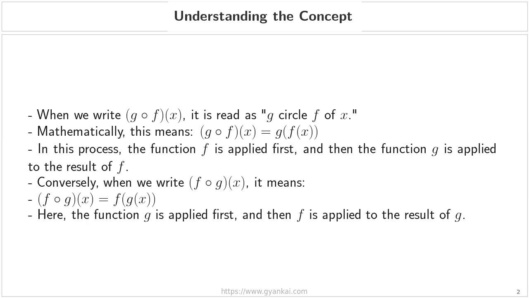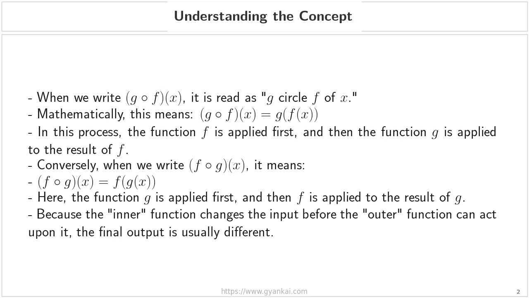Conversely, if we reverse the order and write f circle g of x, it means f of g of x. In this scenario, the sequence is flipped. The function g is applied first, and then the function f is applied to the result of g. The reason this is so important is that the inner function changes the input before the outer function can act upon it. Because the second function is processing a different value than the first one did, the final output is usually different. To help you visualize this concept without the math, we will move on to a real-world analogy involving socks and shoes in the next slide.